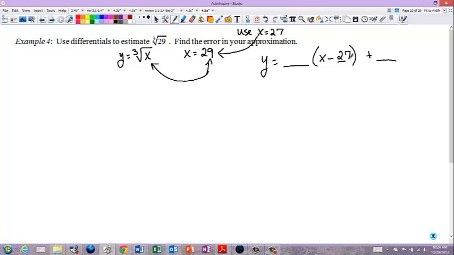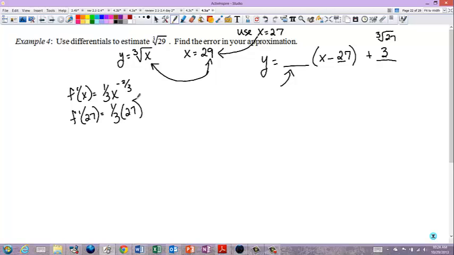So I'm going to put 27 here. The cube root of 27 is going to be 3. And then I'm going to do the derivative. So 1/3 x to the negative 2/3. That's f prime of x. So f prime at 27 would be 1/3 times 27 to the negative 2/3. So that's 1/3 times 1 over 27 to the 2/3. I'm going to show my work. 1/3 times 1 over the cube root of 27 squared. So that's, the cube root of 27 is 3.